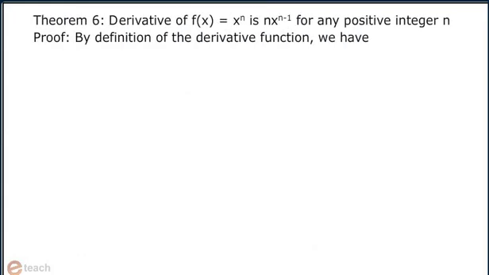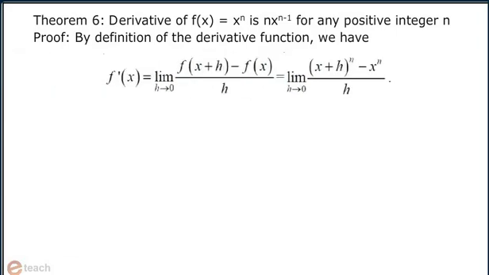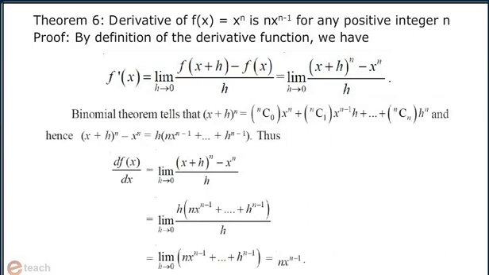Theorem 6. Derivative of f(x) equals x to the power n is n x to the power n minus 1 for any positive integer n. Let's see its proof. By definition of derivative function, we have f'(x) equals limit h tends to 0, ((x plus h) whole to the power n minus x to the power n) divided by h. Now, by using the binomial theorem as shown, we get the result as n into x to the power n minus 1.